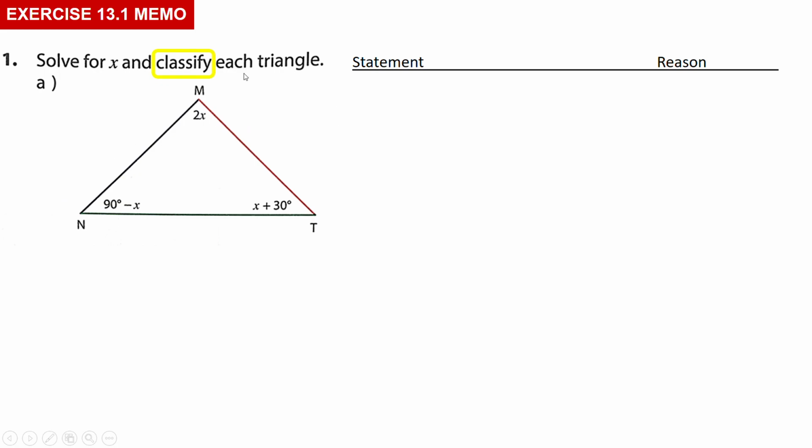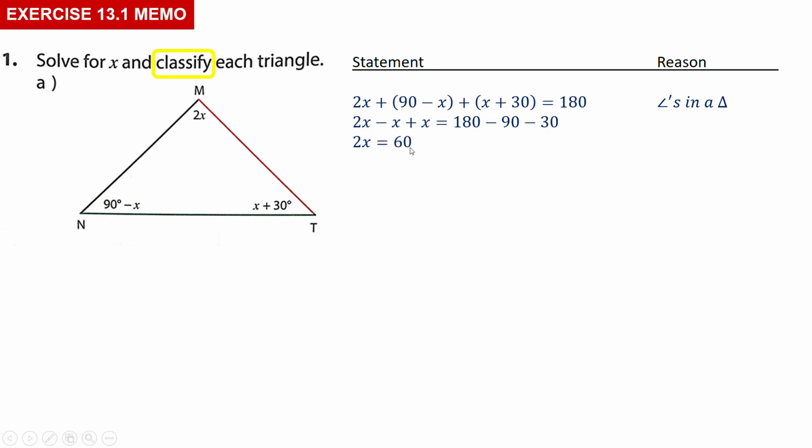So I can say 2x plus 90 minus x plus 30 equals 180 degrees, angles in a triangle. I don't need to write these brackets in, I just put them in so that you can see the three angles. Then I can collect my like terms. I'm going to keep my x's on the left hand side and take everything else to the right hand side. So 90 is positive on this side, so when I take it over it will become negative, same as 30. Then if I simplify that, I'm going to get 2x is equal to 60, and then to get x alone, I would just divide through by 2. So I know that x is equal to 30.